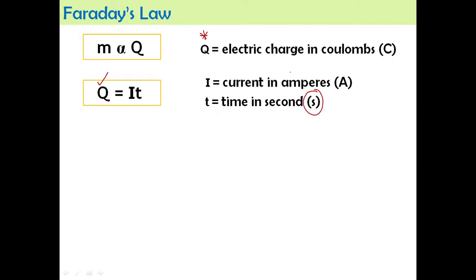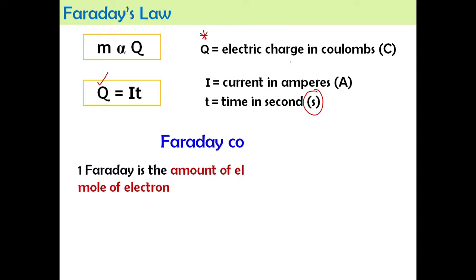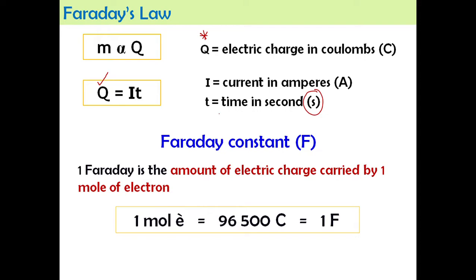Okay? So, lagi satu yang kita kena tahu about Faraday's law adalah Faraday's constant. So, Faraday's constant is the amount of electric charge carried by 1 mole of electron. So, 1 mole of electron will carry 1 Faraday. So, 1 Faraday is equals to 96,500 coulomb of Q. Okay? So, relationship ini sangat penting lah untuk awak faham because we're going to use this in the next calculation.